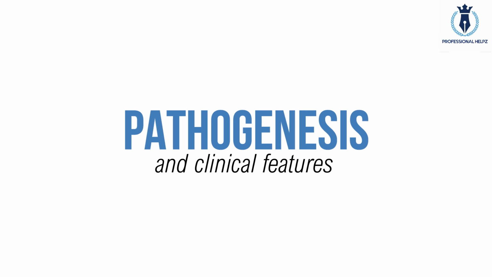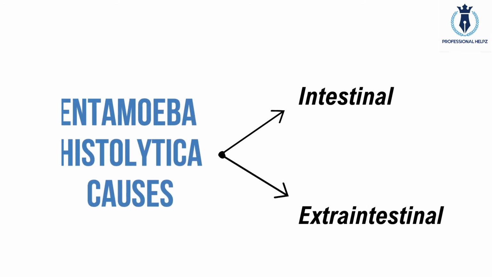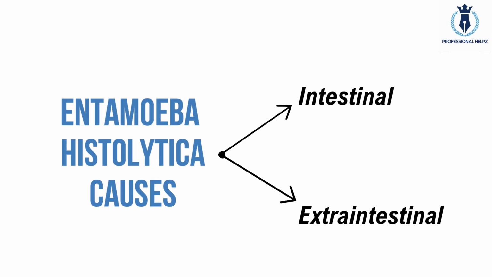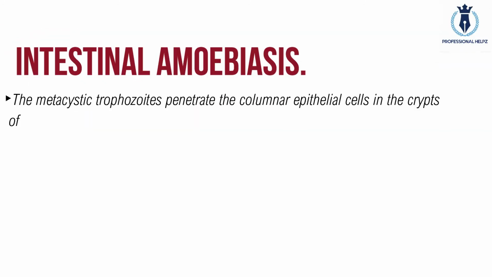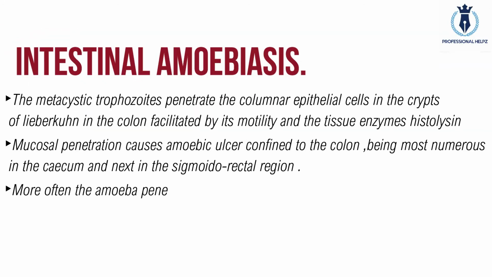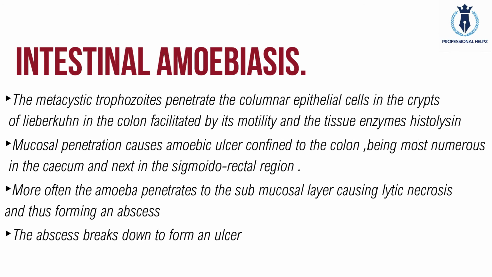Pathogenesis and clinical features. Entamoeba histolytica causes intestinal and extra-intestinal amoebiasis. Intestinal amoebiasis: the metacystic trophozoites penetrate the columnar epithelial cells in the crypts of Lieberkühn in the colon, facilitated by its motility and the tissue enzyme histolysin.